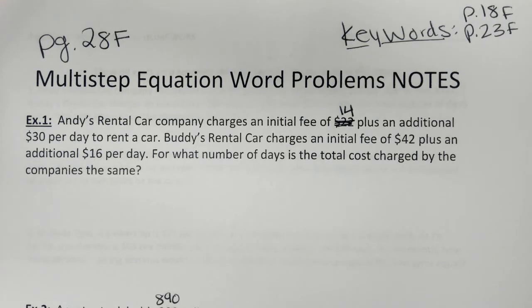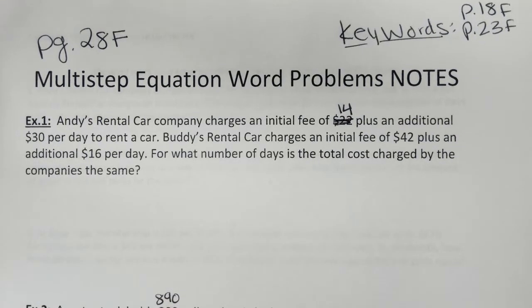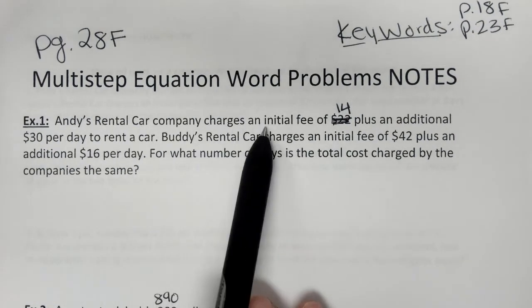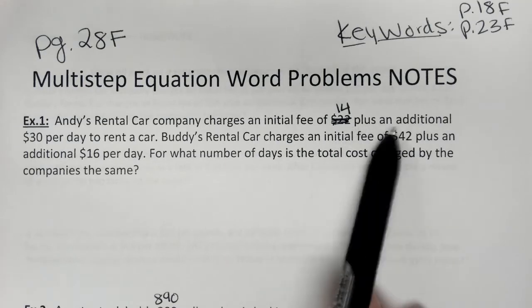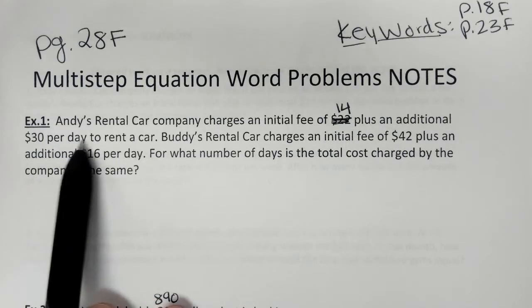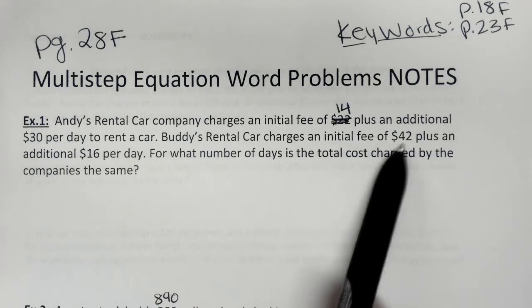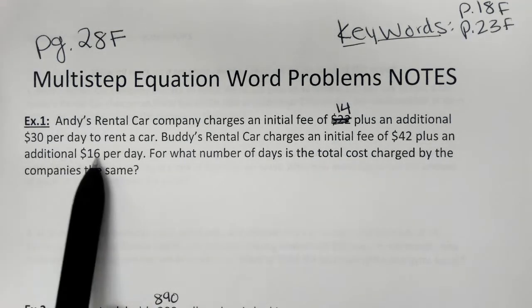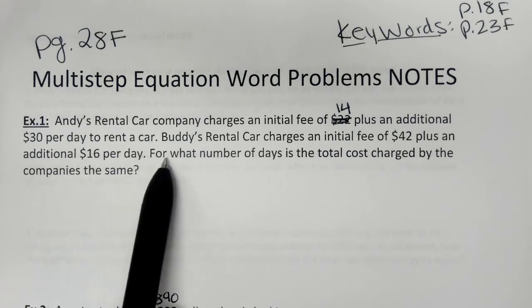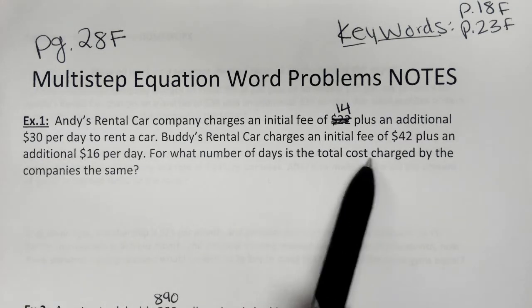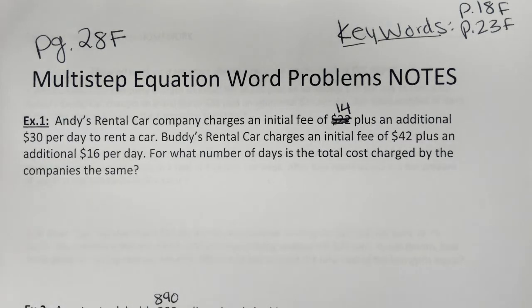So, let's start out with example number 1. This says Andy's rental car company charges an initial fee of $14 plus an additional $30 per day to rent a car. Buddy's rental car charges an initial fee of $42 plus an additional $16 per day. For what number of days is the total cost charged by the companies the same?